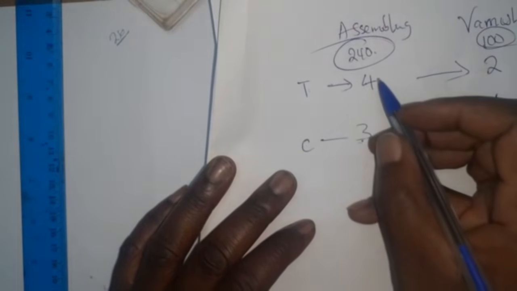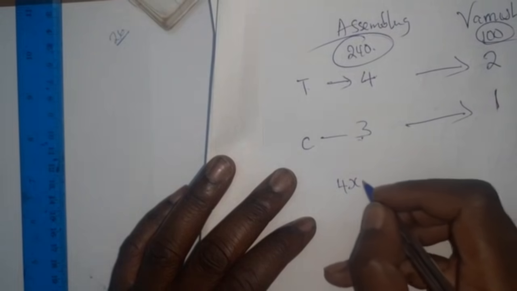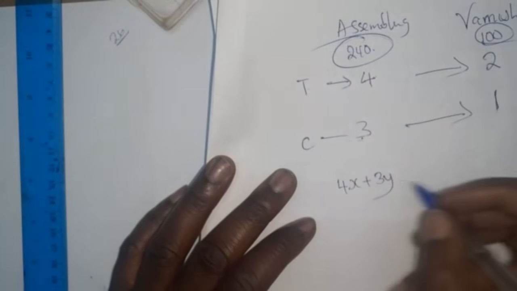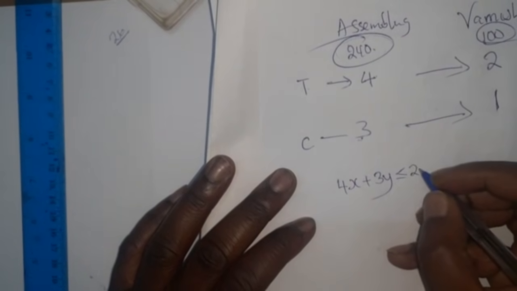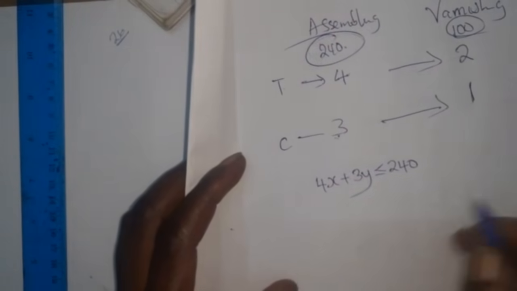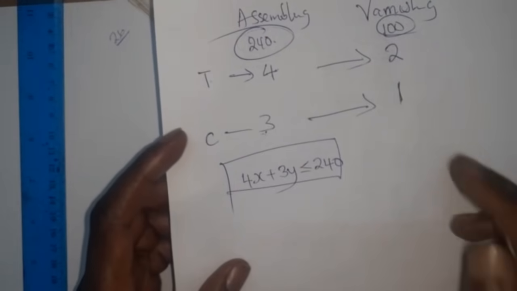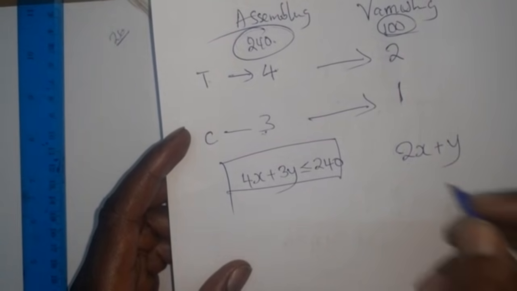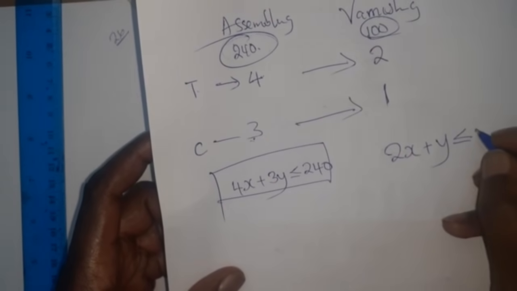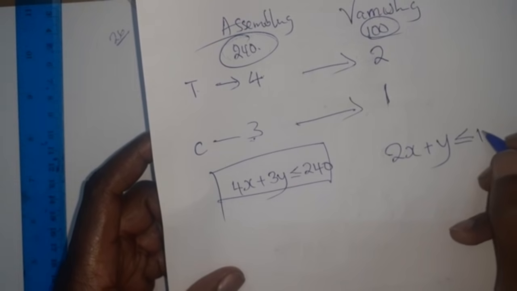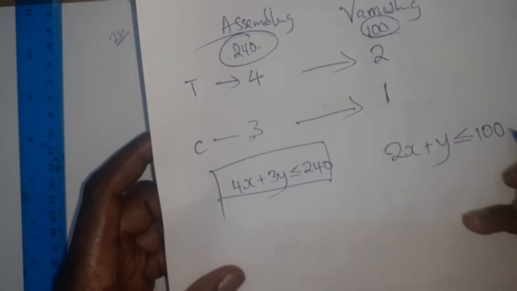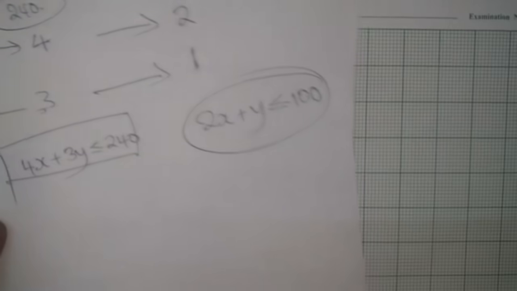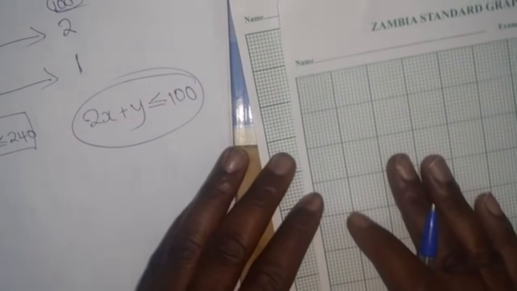Remember, this is x, so we're going to say 4x plus 3y. What is available is this, so it could be this or less, so less than or equal to 240. This is the third inequality. Then this side will be 2x plus 1y, which is the same as y, less than or equal to 100. So the inequalities that we have are supposed to be these ones. Okay, so we come to the graph paper and write them.